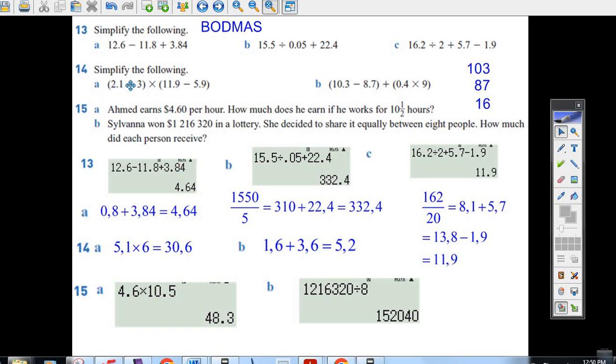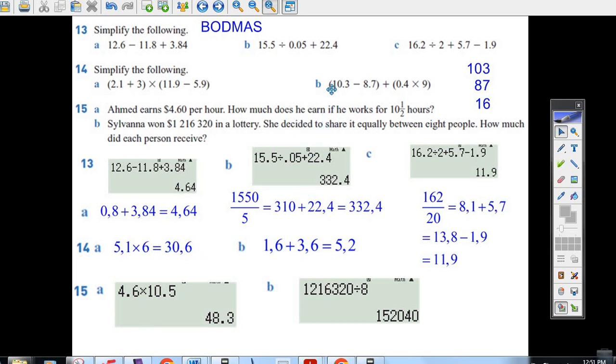Let's look at question 14. Simplify the following. Now this one you do the brackets. 2.1 plus 3, that's 5.1. 11.9 minus 5.9, well the 9's fall away. 11 minus 5 is 6. 5.1 times 6, 5 times 6 is 30. And 6 times 0.1 is 0.6, so it must be 30.6.